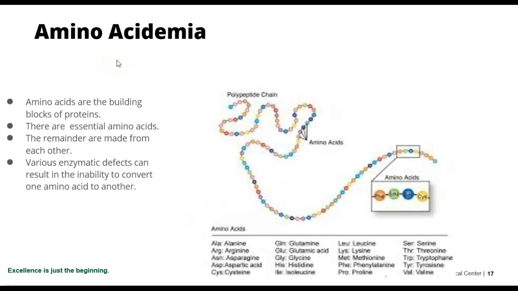The next group of disorders I want to talk about are amino acidemias. And amino acids are the building blocks of proteins. There are essential amino acids, and the rest of them are made from each other. I know this isn't the clearest of slides, but it's the best one I could find. And various enzymes are involved in converting one to the other.